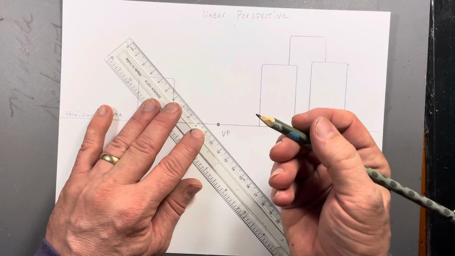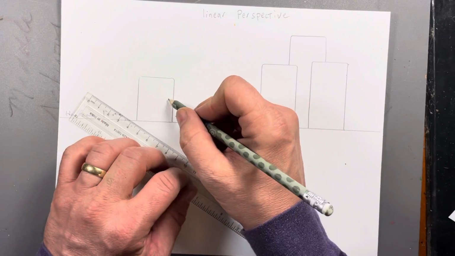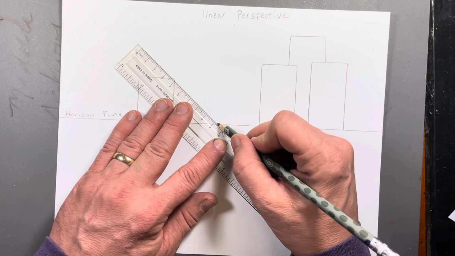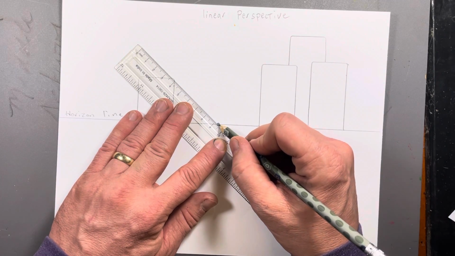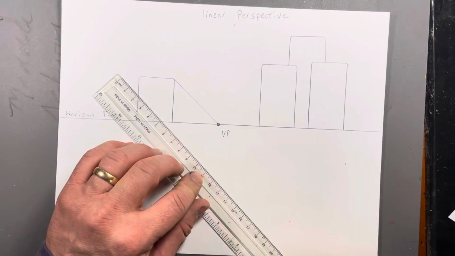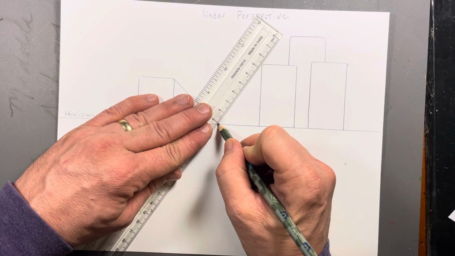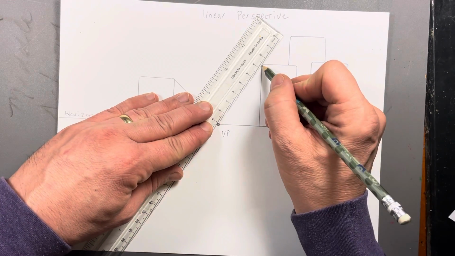Now I'm going to draw kind of lightly here. These I pressed dark, but now I'm going to go light because I want to be able to erase this. Always start at the vanishing point. Lightly make your line. Always start at the vanishing point. Go to the corner. Make your line.